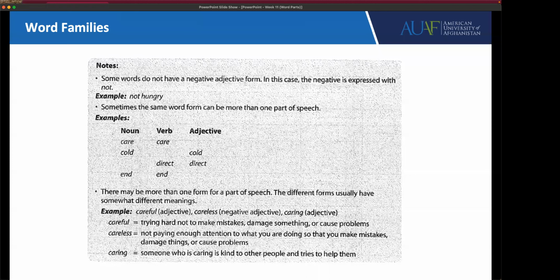The different forms usually have somewhat different meanings. Example: careful, adjective; careless, negative adjective; caring, adjective. Careful: trying too hard not to make mistakes and damage something or cause problems. Careless: not paying enough attention to what you are doing so that you make mistakes, damage things or cause problems. Caring: someone who is caring is kind to other people and tries to help them. Right. So it has the same form, but it changes the meaning as it changes its suffix.